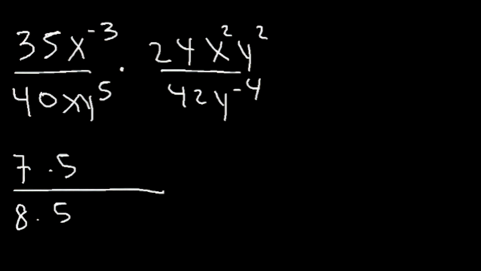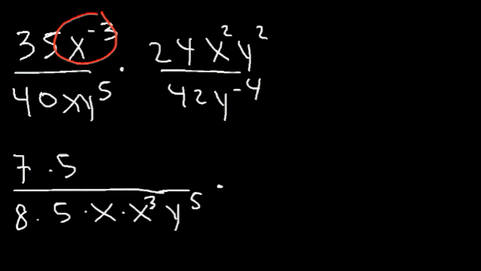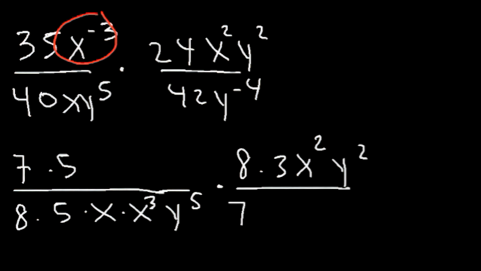Now, the x to the negative 3, I'm going to move it to the bottom. So I have x times x to the 3rd on the bottom and y to the 5th. 24, I'm going to rewrite that as 8 times 3. And 42 is 7 times 6. But 6, I'm going to write that as 3 times 2. Now, y to the negative 4, I'm going to move it to the top to make it y to the positive 4. So now, let's see what we can cancel.